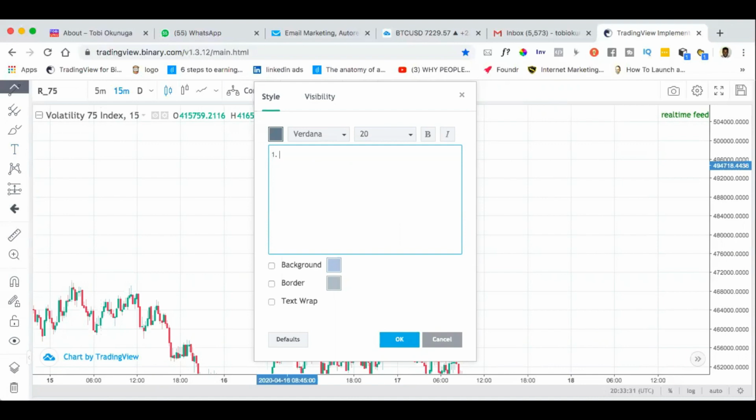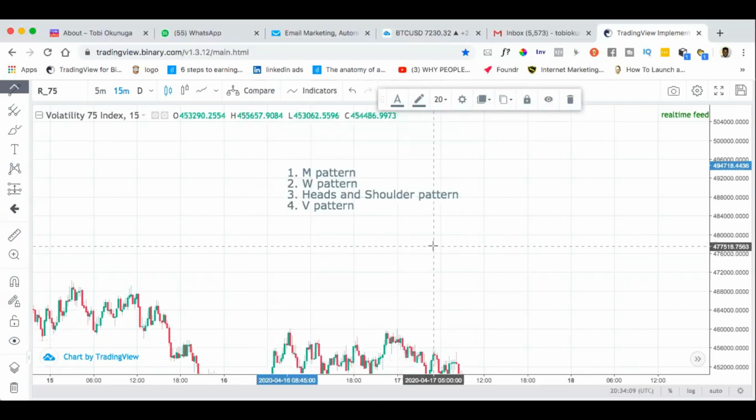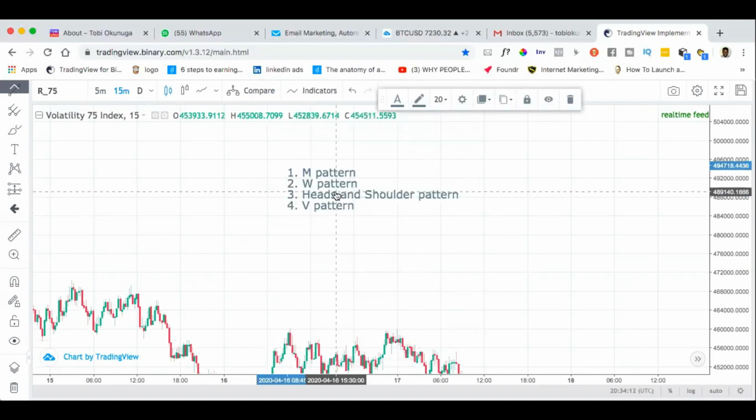You have the M pattern. Number 2, you have the W pattern. You have the heads and shoulders pattern. Okay, it also forms the V pattern. But in this introductory course, in this particular strategy, I'll be showing you how to trade just these 2 patterns, guys. How to trade them, how to master them, and of course how to be profitable trading these 2 patterns. Now, it is very easy and anybody can do it.